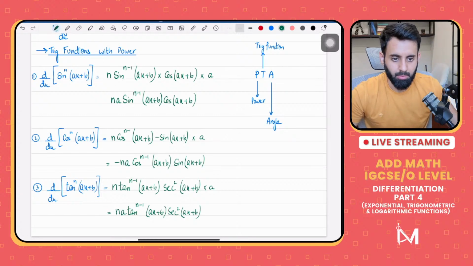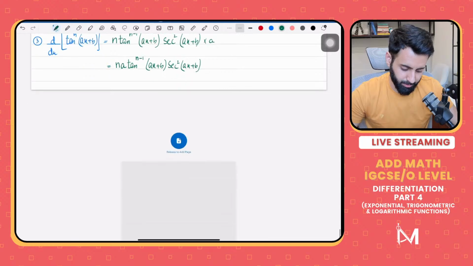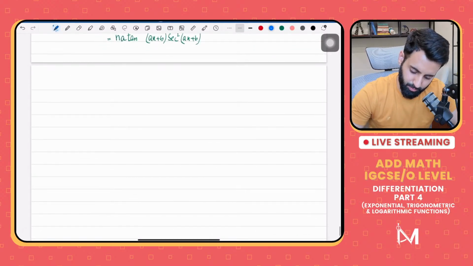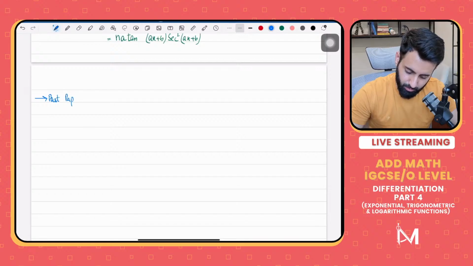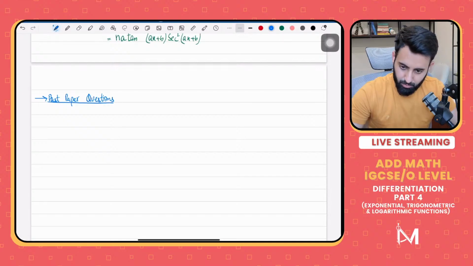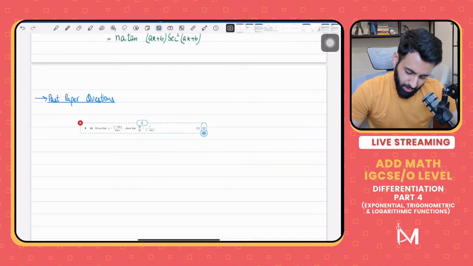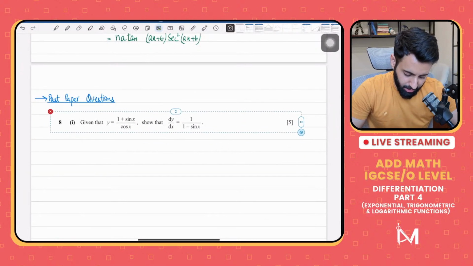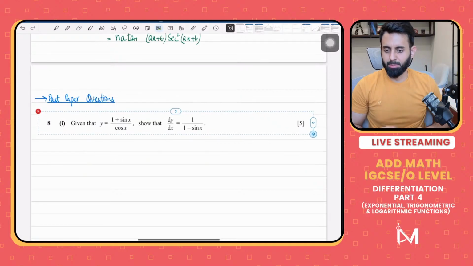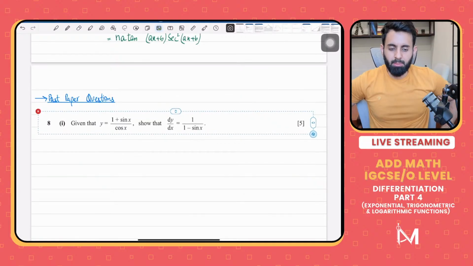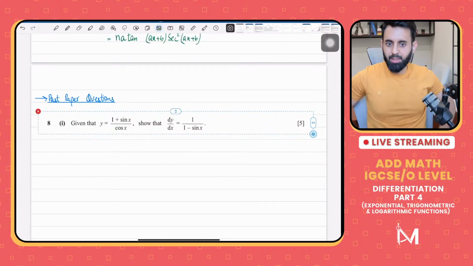Okay? Now, let's do some past paper questions. Let's start with some easy ones and then we'll gradually increase the difficulty level. So here's a very simple question. You're given y, and you're supposed to show dy by dx. Now, although it's a simple question, it's worth 5 marks because there's probably some identities that we have to use. In fact, there's definitely some identities that we have to use along the way.